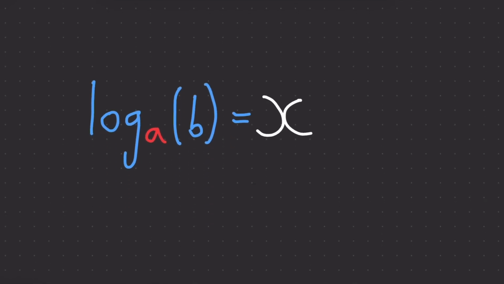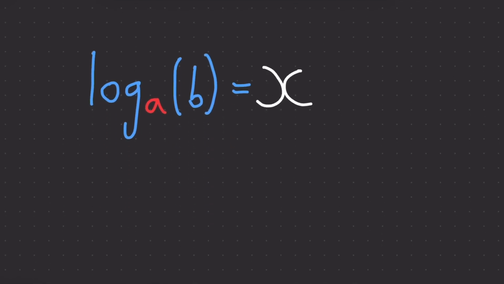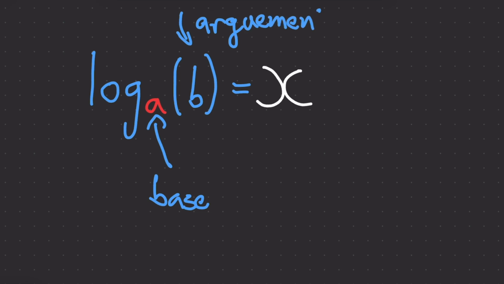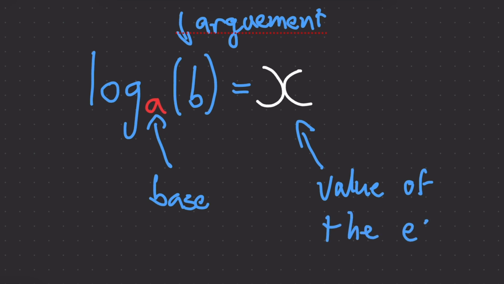A log comes in the form of log base a of b is equal to x, where a is the base, b is the argument, and x is the value of the exponent.